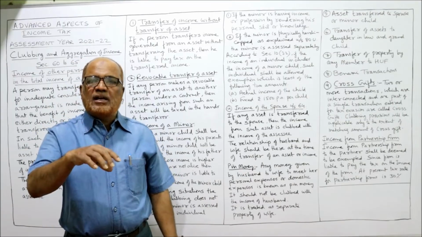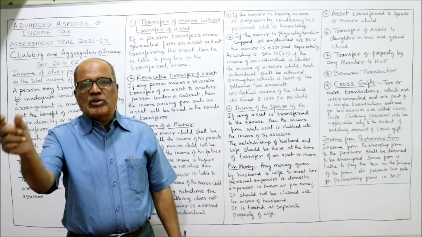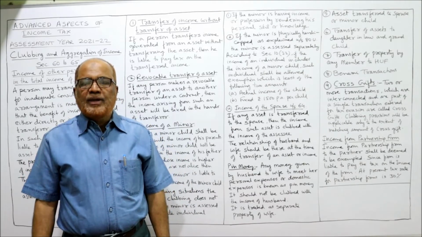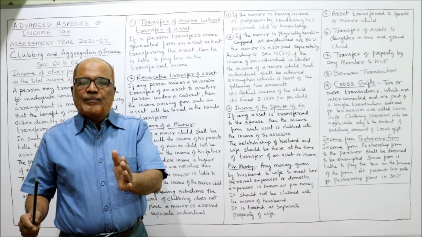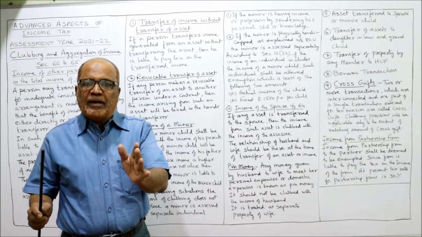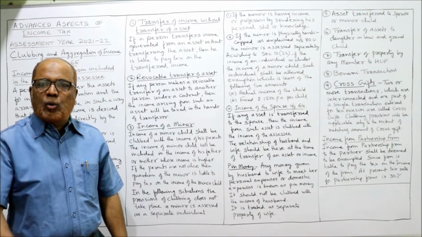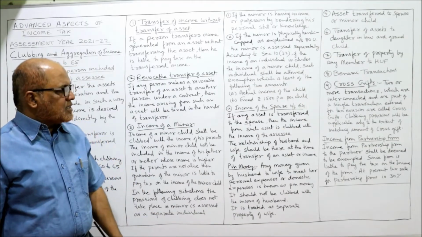So normally when the husband gives a fixed sum of money to the wife for meeting day-to-day domestic expenses, that is called the pin money. It's the separate property of the wife. That property will not be included in the income of the husband. The pin money will not be included in the income of the husband.